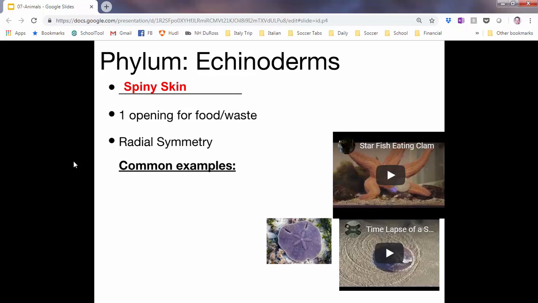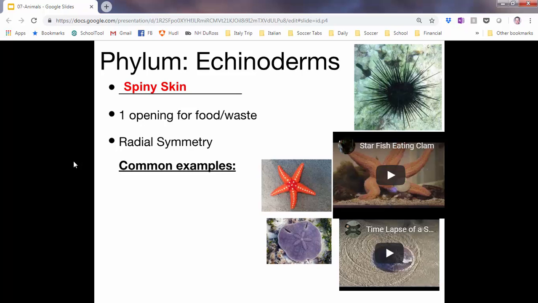Other examples, sand dollars. These were also alive. So you may have seen these like a shell store, found them on the beach. They have a living portion. What's left is, again, the shell that they make. They move around. They are also filter feeders. A sea urchin is an echinoderm.